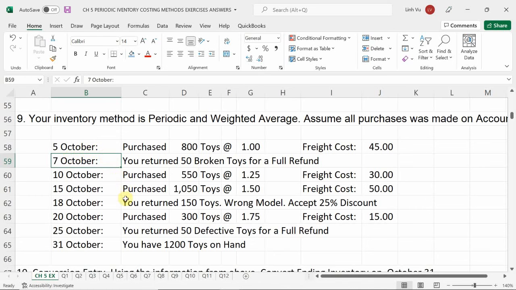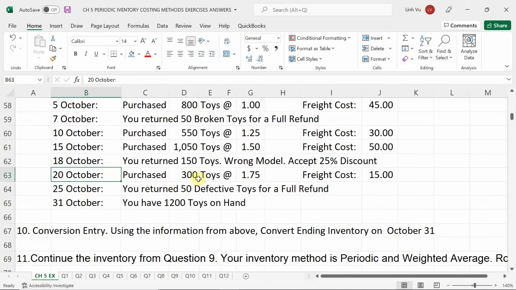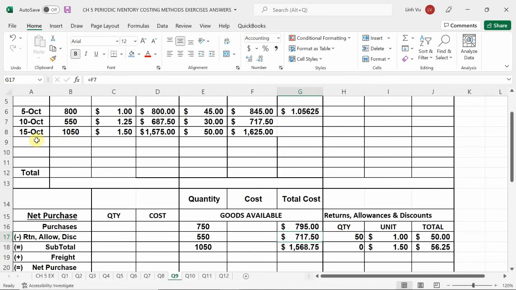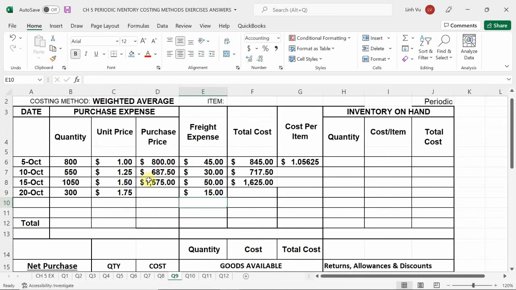So that's all that. So let's see what happened next. October 20th, we end up purchasing an additional 300 toys at $1.75 with a freight of 15. So 300, $1.75, and 15. Okay? So what's my purchase price here for my fourth batch of inventory? 525. Good. Plus 15. 540. Good.